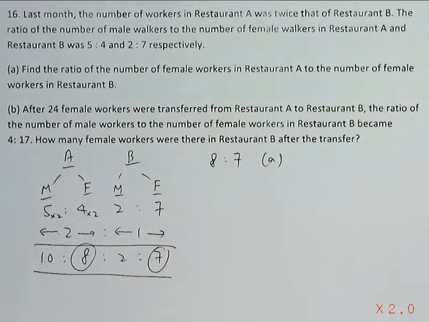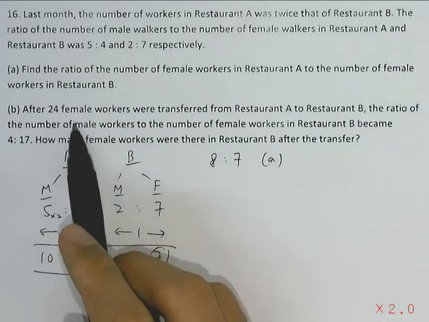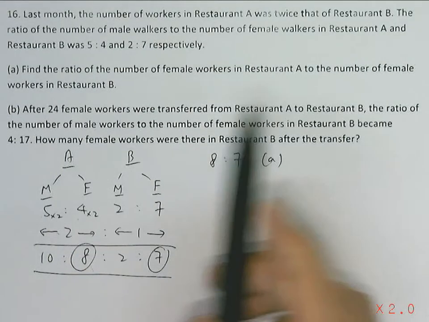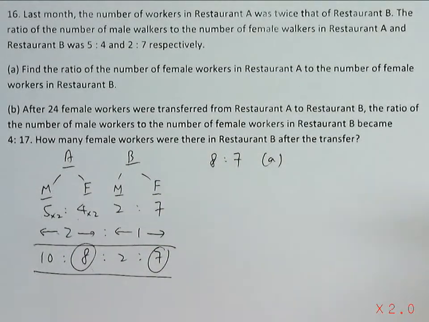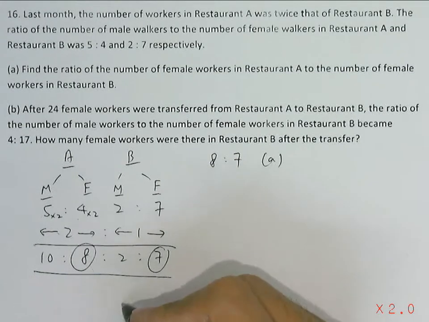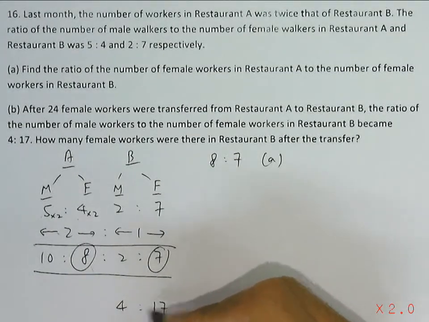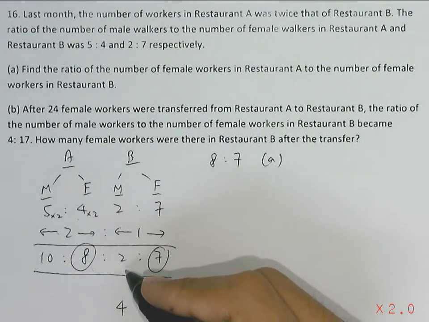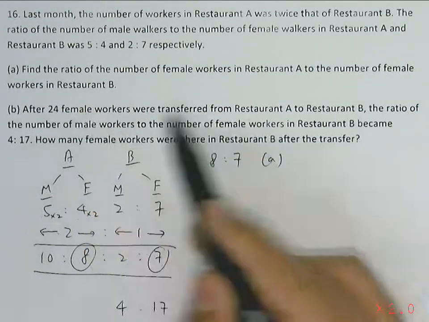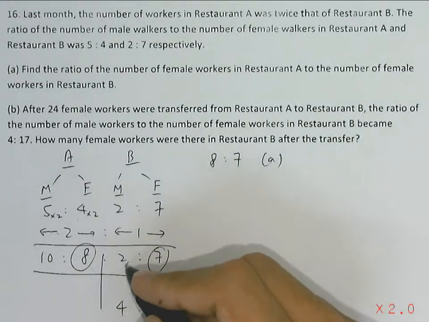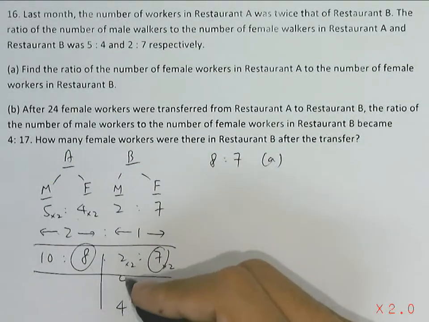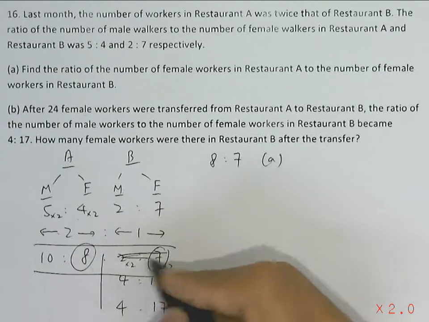Alright. Now part B, after 24 female workers were transferred from restaurant A to restaurant B, the ratio of the number of male workers to the number of female workers in restaurant B became 4 to 17. So the worker ratio in restaurant B from 2 to 7, in the end it became 4 to 17. But since the number of male workers didn't change, right, only 24 female workers were transferred from A to B, to keep the number of male workers constant, we must multiply the entire ratio by 2. So multiplying this by 2, we are going to have 4 to 14, and we'll cancel out this old ratio.